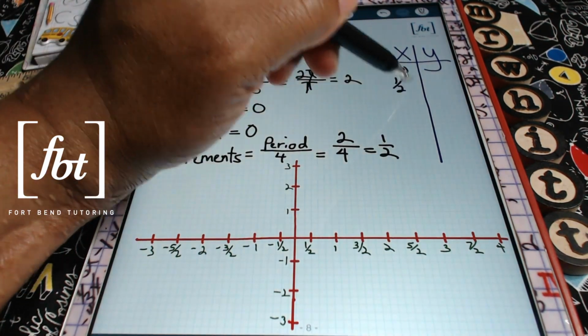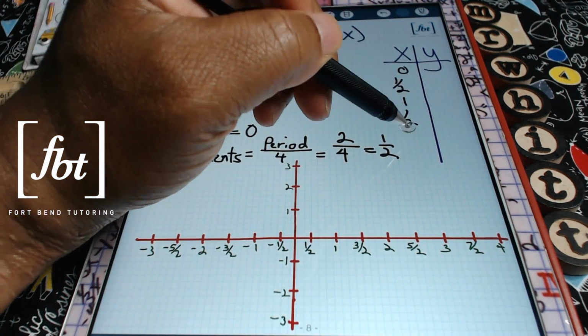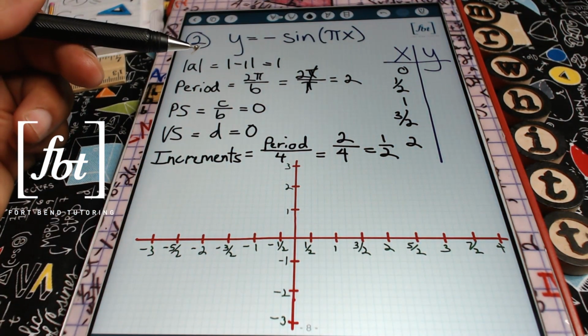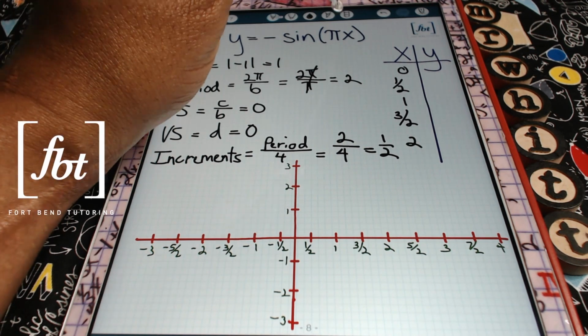So after that, you'll have 1/2. After that, you'll have 1. Then you'll have 3/2, and then you'll have 2. So these will be the x values that I use for one period of our graph. Then we'll be plugging these values into the original function.